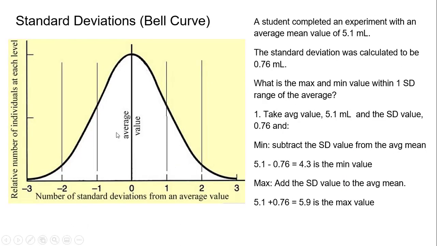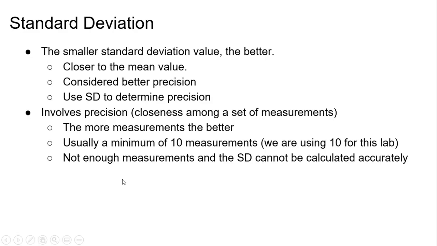So we take the average here and we're doing the max value and the min value. So it's considered better precision, and we use standard deviation to determine the precision. Now, precision is the closeness among a set of measurements. You need more measurements. The more measurements you have, the better to determine your precision.